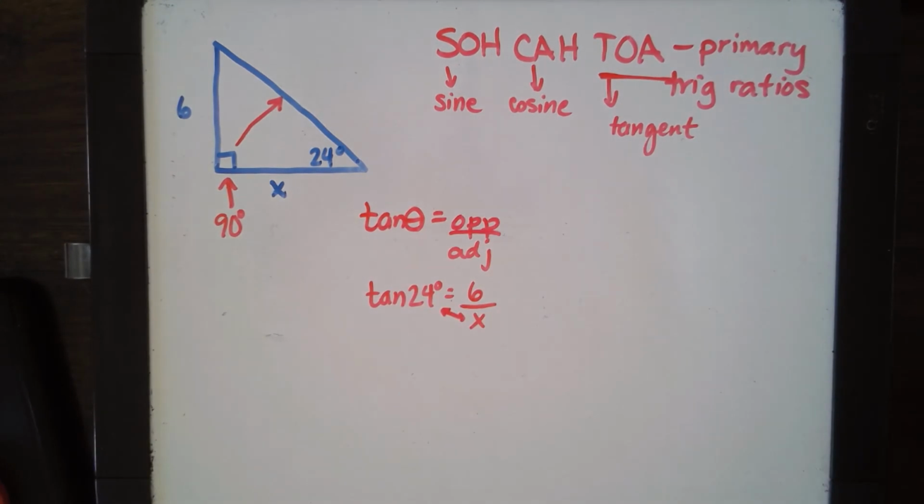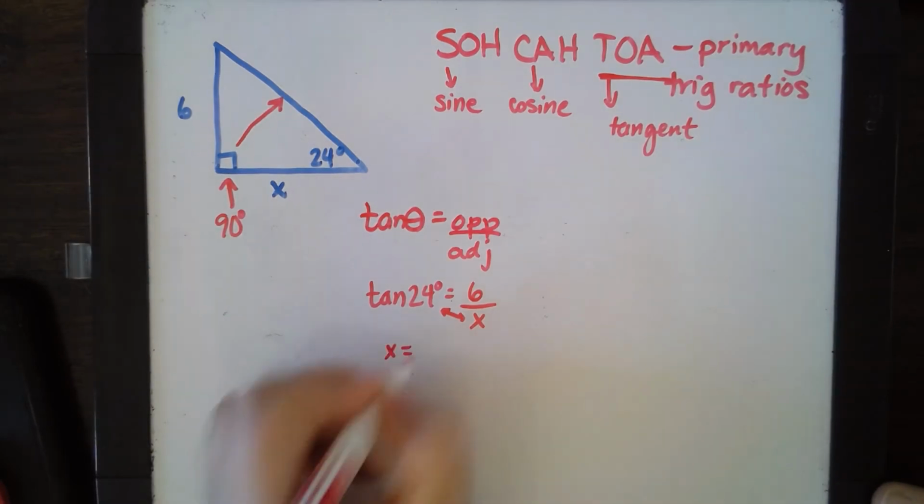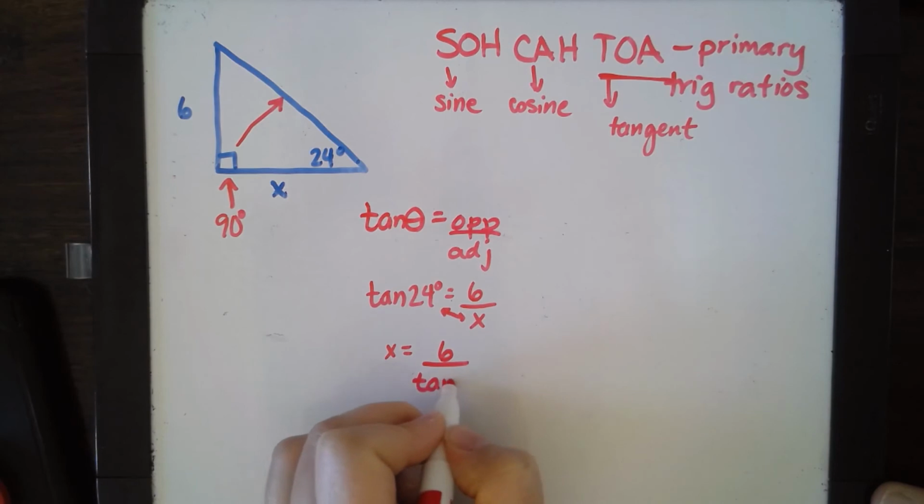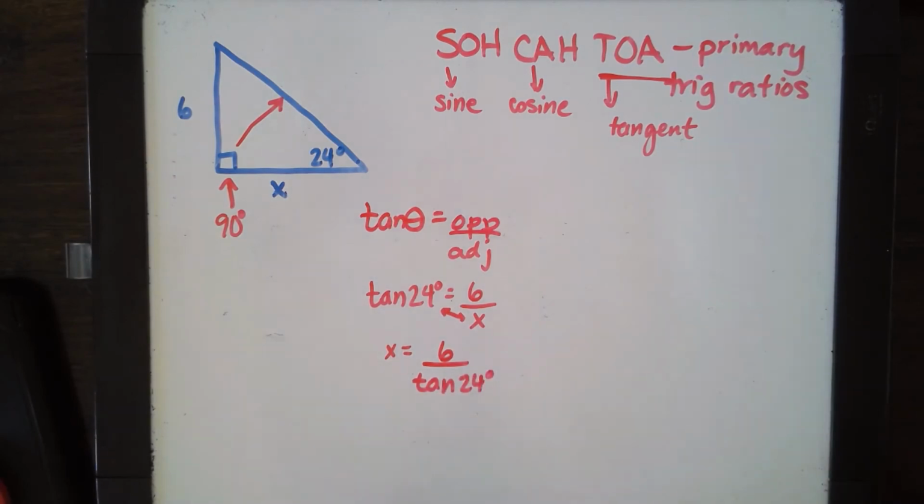Honestly, all the calculations you would have done in Scale actually lend themselves to all of our trig calculations. So lots of cross multiplication is going to be happening in this unit. In any case, we get x equals 6 divided by tan 24.